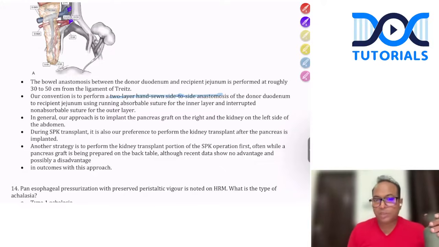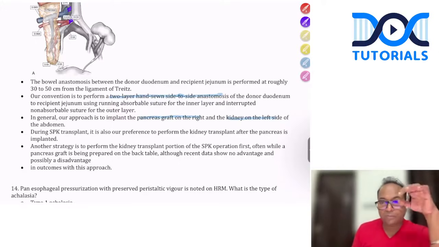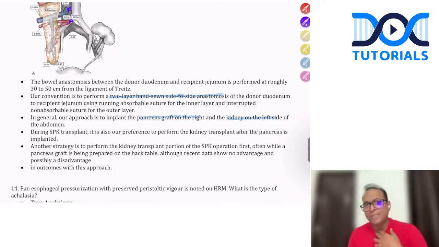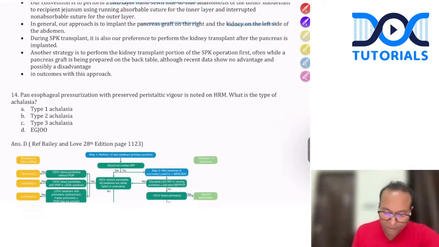In general, our approach is to implant the pancreas graft on the right side and the kidney on the left side. During simultaneous pancreas kidney transplant, it is also our preference to perform the kidney transplant after the pancreas is transplanted: first do the pancreas, then the kidney. Another strategy is to perform the kidney portion of the SPK operation first, often while the pancreas graft is being prepared on the back table, although there is no advantage or disadvantage in outcomes with this approach.